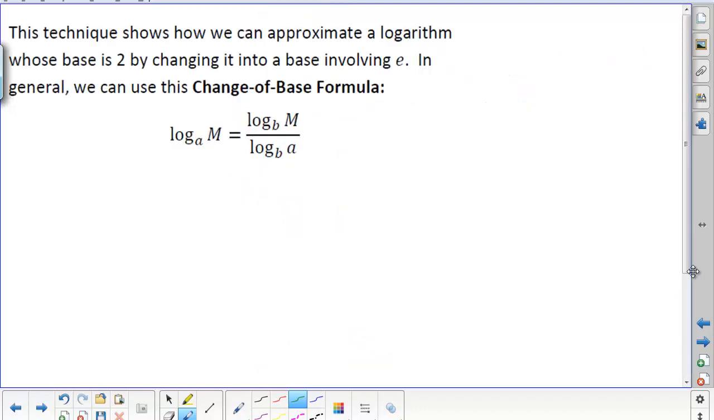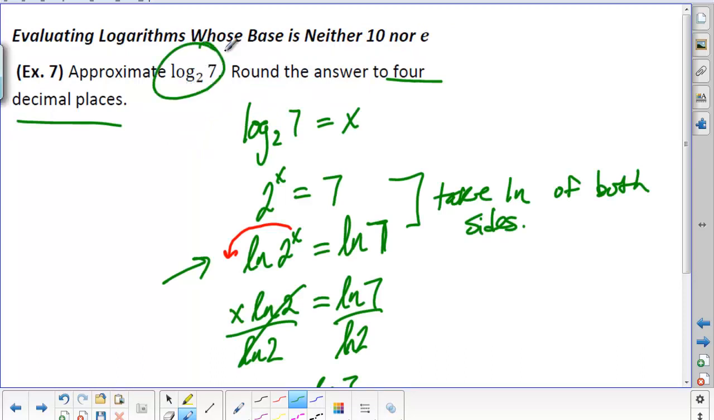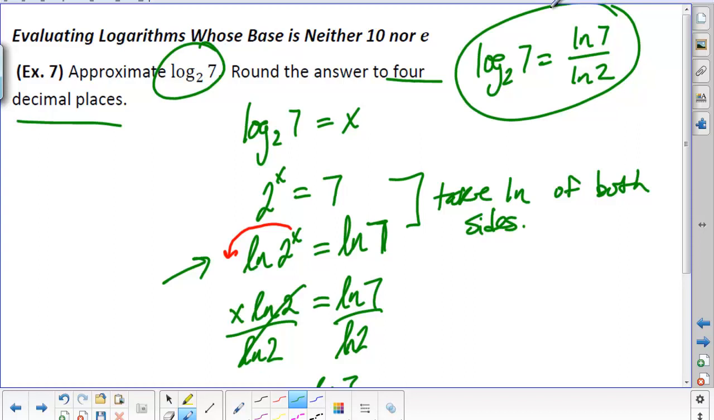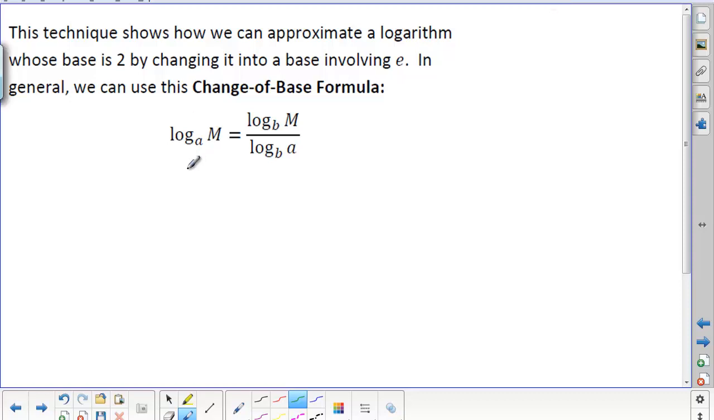Now, what that really leads into to finish out this section is what's called the change of base formula. If you look at what we did, we took log base 2 of 7 and said that was the same as natural log 7 over natural log 2. Those were equivalent, right? And that statement is true for any base logarithm. That's what the change of base says. If you have a base a logarithm, you can rewrite it as a quotient of two base b logarithms.